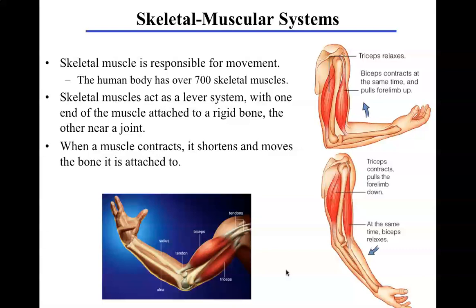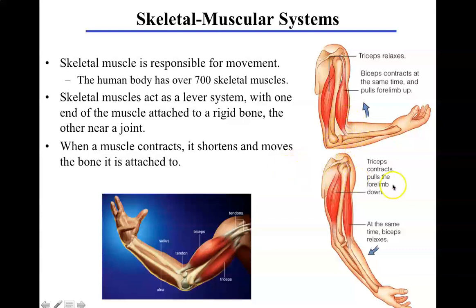These muscles all work as a lever system. So in other words, there's one end of the muscle attached to a bone and the other is near a joint, and so when the muscle contracts, it moves this bone, and there's a joint here that allows the bones to swivel relative to one another, right?